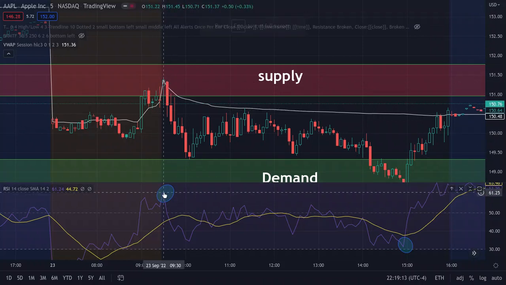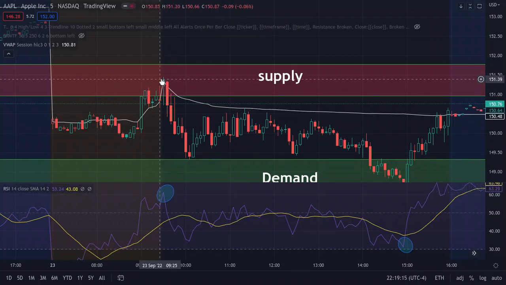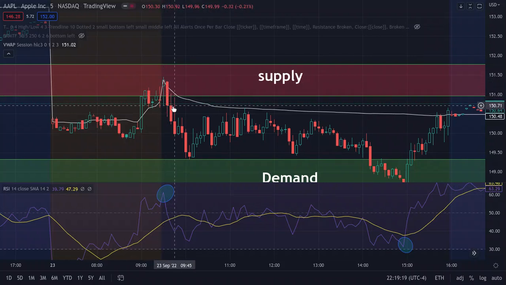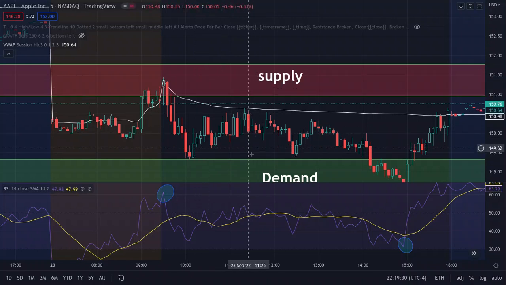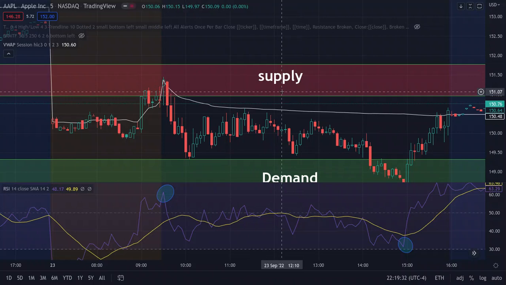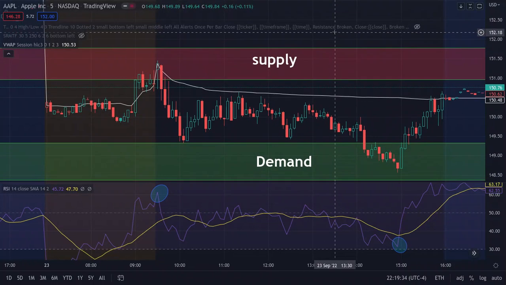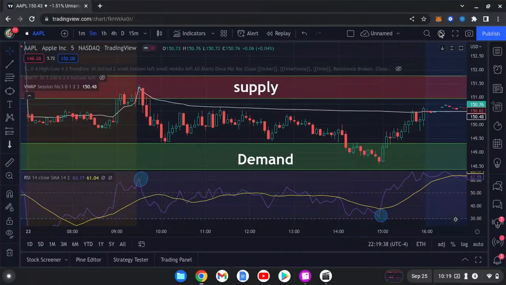Our RSI is telling us it's oversold, and it broke this upper band of the VWAP, and this would make for a good trade. I like to use percents for my stop losses and my take profits, but you can trade from supply to demand or vice versa, whatever is your trading style. So we'll just do a couple more examples. So that was Apple.